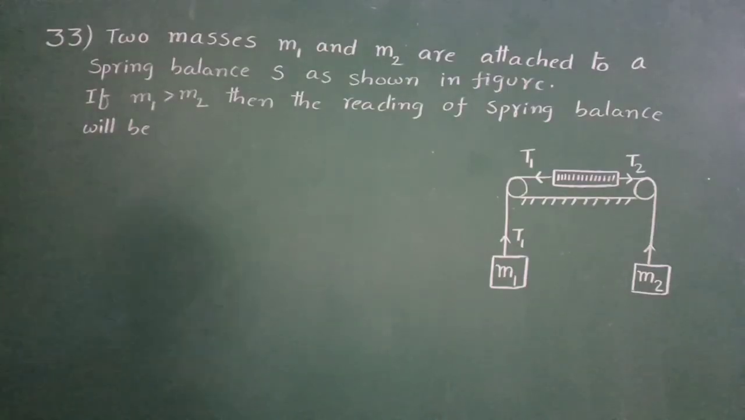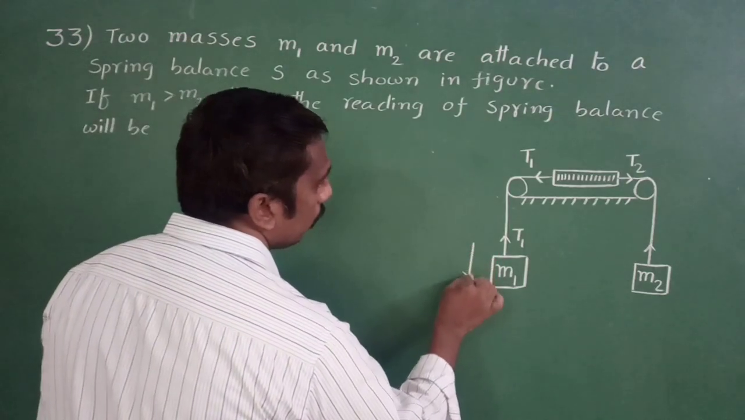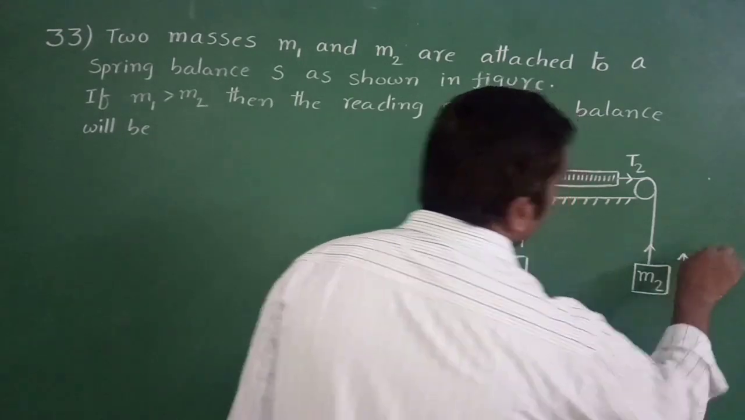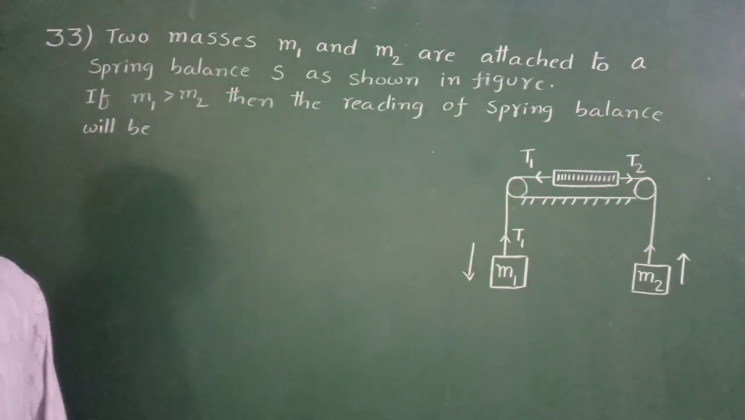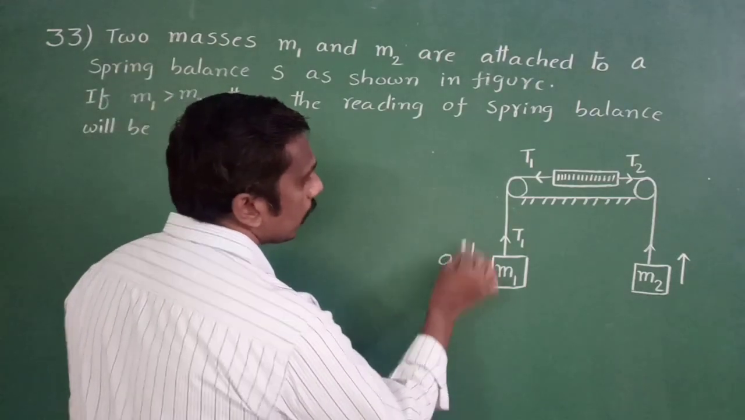Next problem 33. Two masses M1 and M2 are attached to a spring balance S as shown in the figure. If M1 is greater than M2, then the reading of the spring balance will be. In this case, M1 is greater than M2. That's why M1 is moving in the downward direction and M2 is moving in the upward direction. Both are connected by strings and the spring balance. That's why this system is moving with the same acceleration, which you take as A.